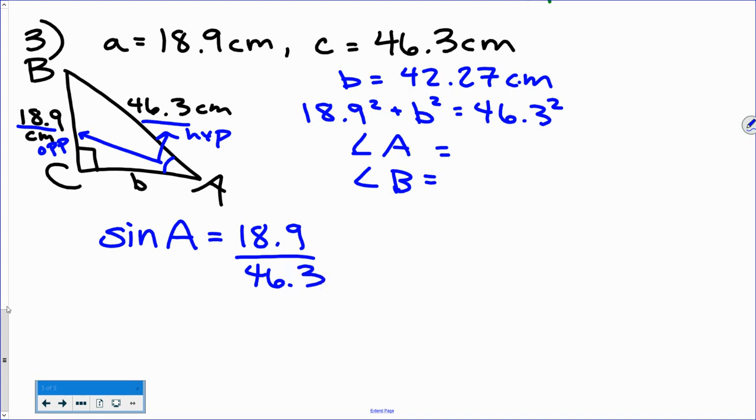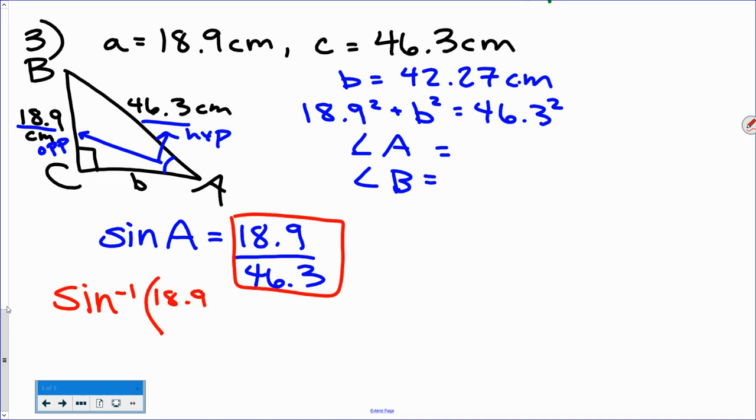So this is like a problem that we would have done yesterday, but you were given things more like sine of theta equals 0.5625. Find theta. And what did we have to use? We had to use inverse sine to find the angle. So this is the same concept. So I'll use the inverse sine button, and then I'm putting in 18.9 divided by 46.3 to find the angle for sine.